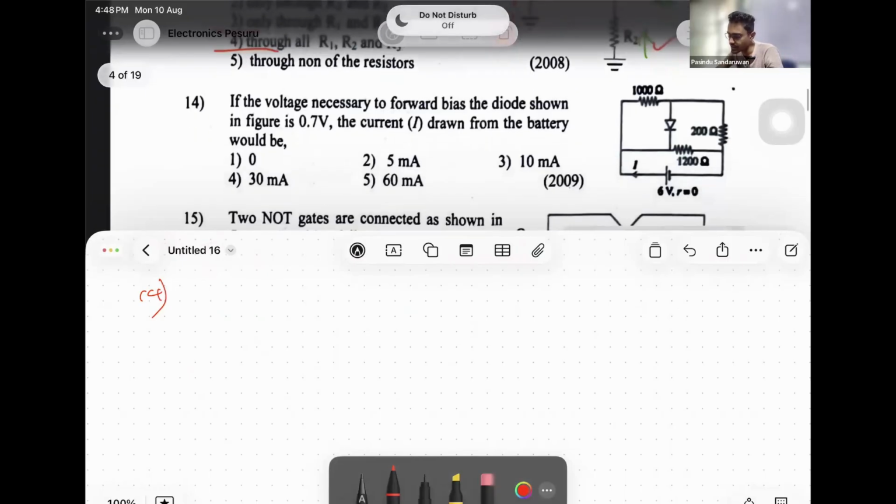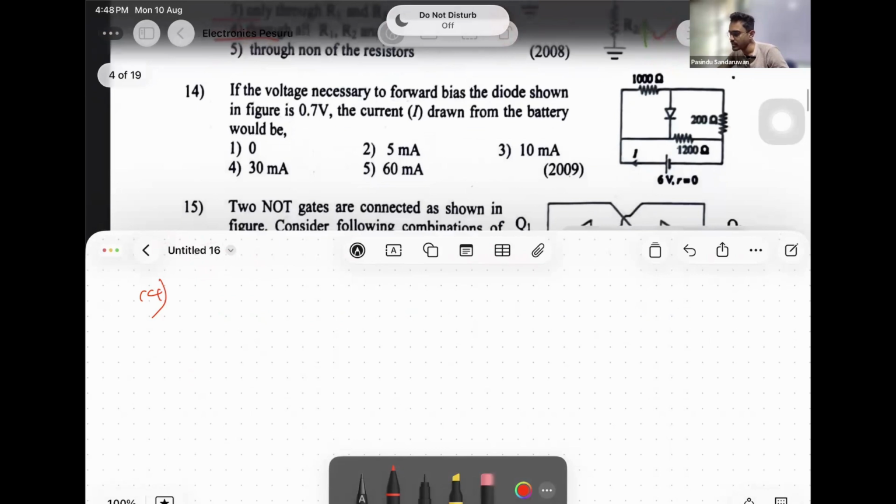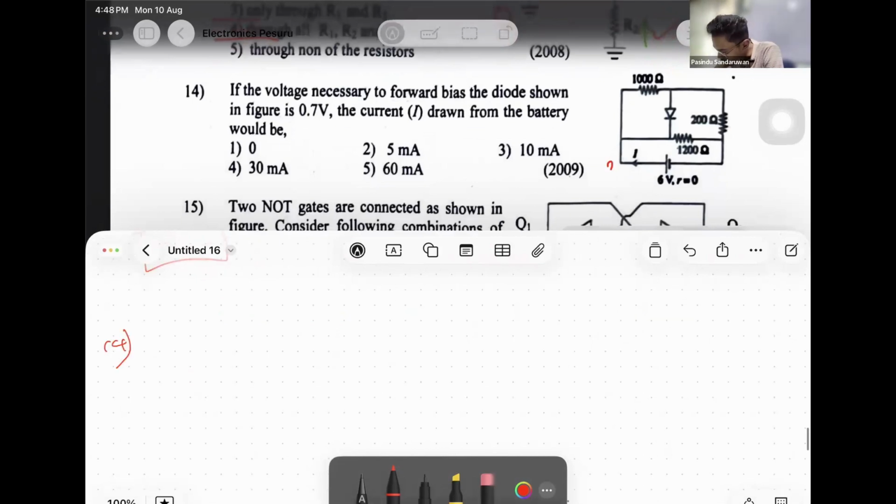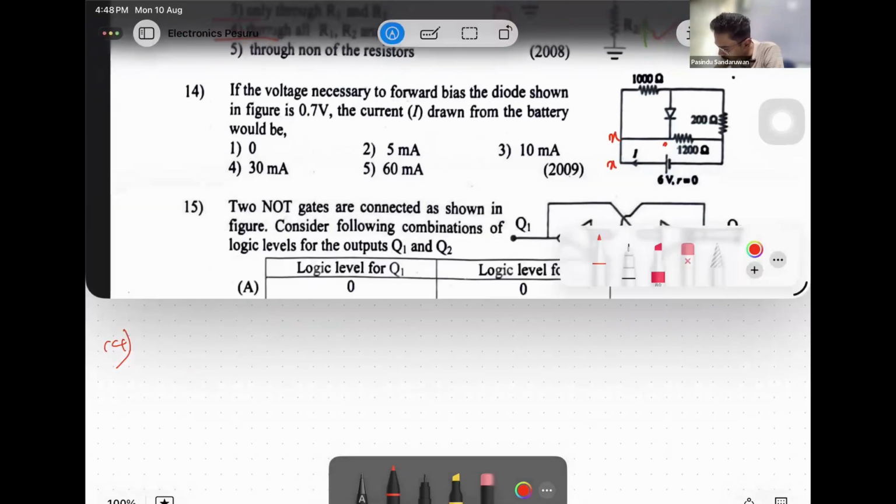If the voltage necessary to forward bias the diode shown in figure is 0.7, find the current in the battery. Okay, then let's assume this point is x. If this is x, this is also x, right? And when current flows this way, this point, say, is y.